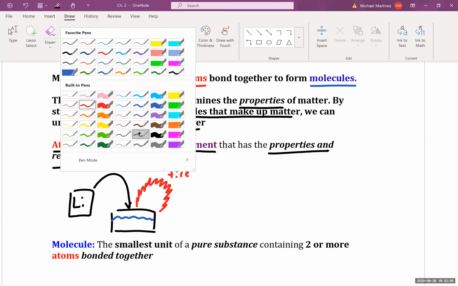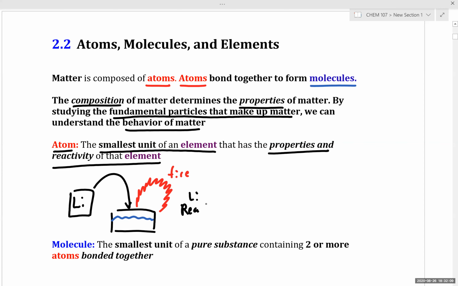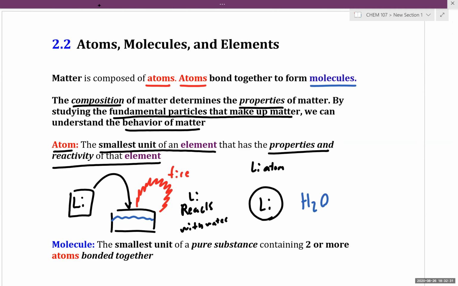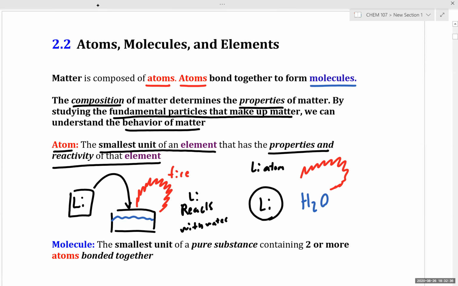So we know that bulk lithium, a bulk chunk of solid lithium, reacts with water. Now, if we think about a lithium atom, if we react a lithium atom with a water molecule, we would also see a similar pattern of reactivity. The lithium atom also will react with water to generate heat. So, an atom is the smallest unit of an element that has the properties and reactivity of that element. This giant piece of lithium, if we zoom in, we would see contains an array of tightly packed, as it's a solid, lithium atoms.